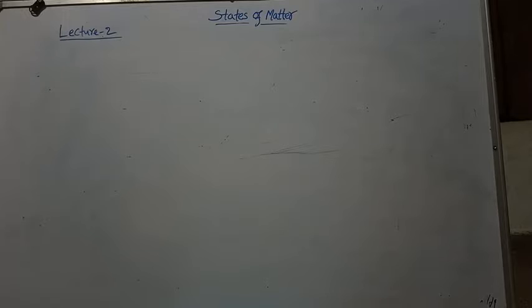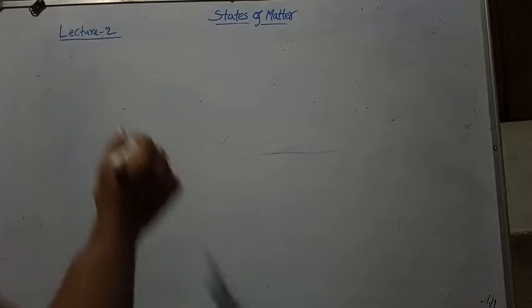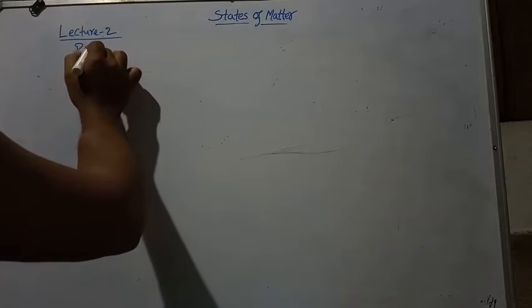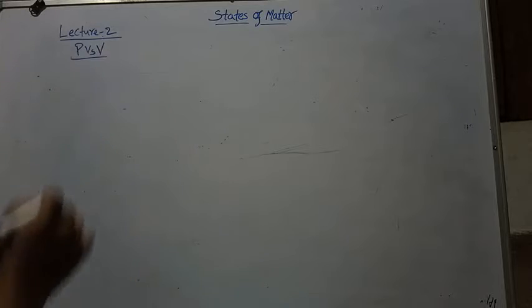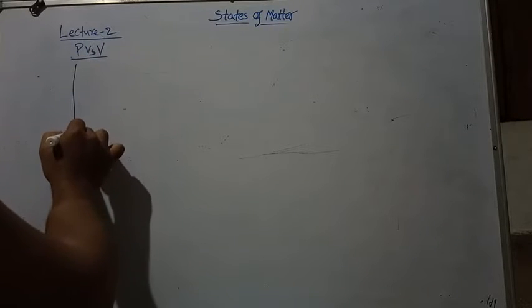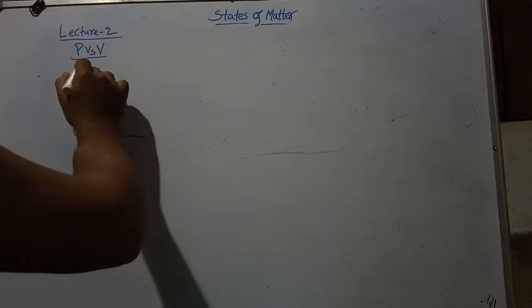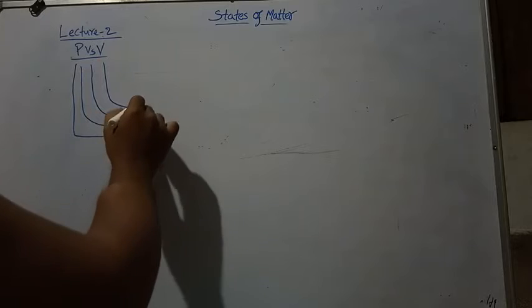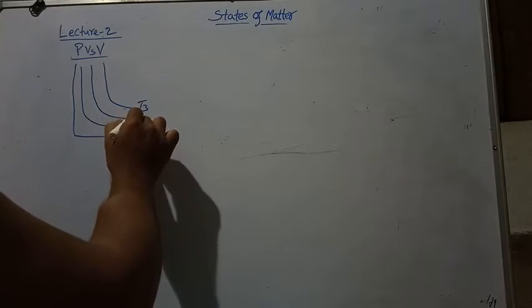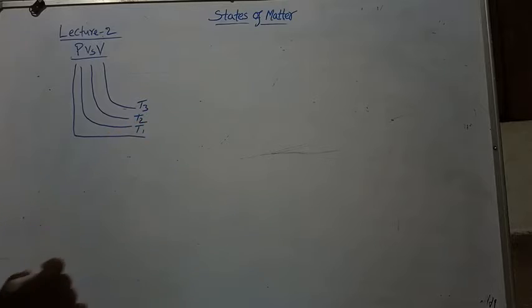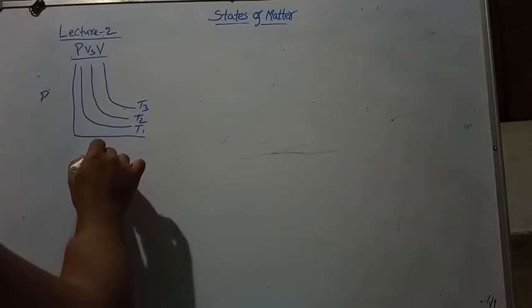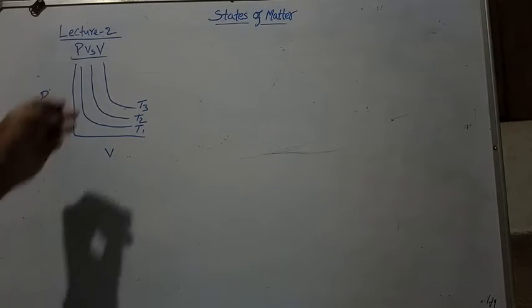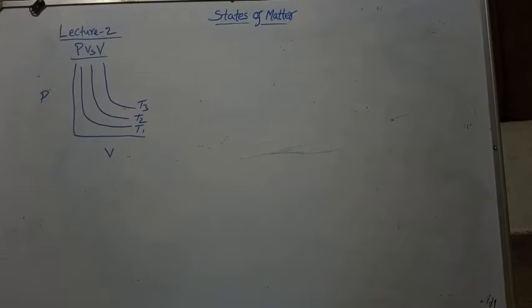They give different types of graphs and ask for the relation among them. For example, a pressure versus volume graph, with various isotherms provided at different temperatures. This temperature will be taken as T3, this T2, this T1, with pressure on the y-axis and volume on the x-axis. They ask what the relation is between T3, T2, T1.